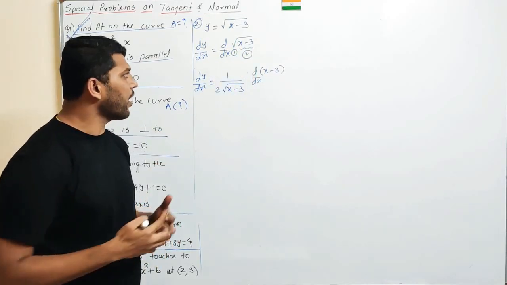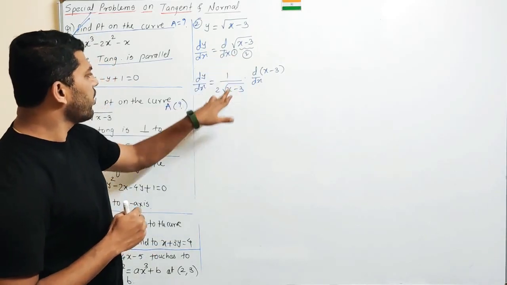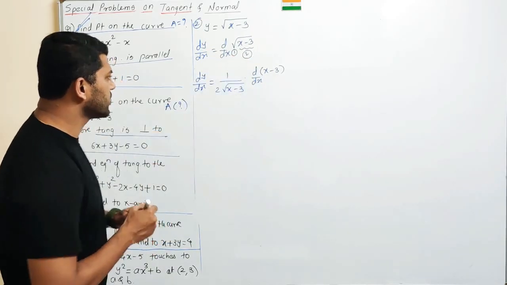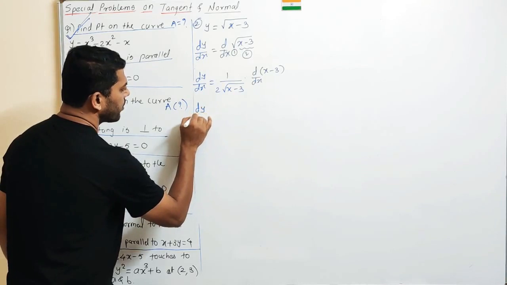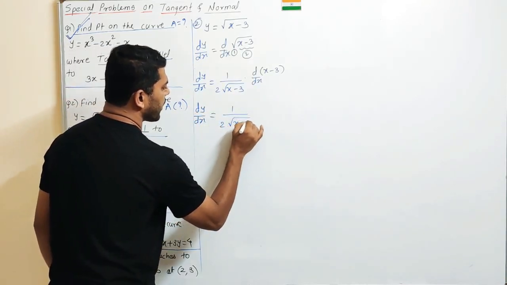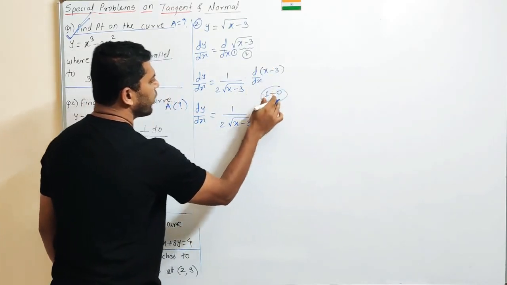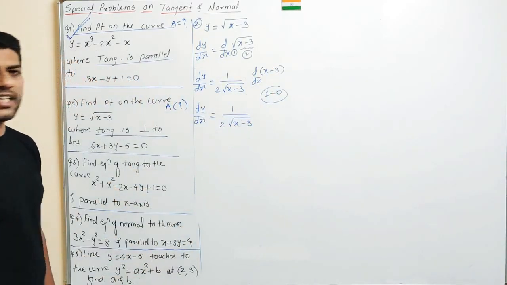So friends, please apply the rule of composite, that is nothing but the chain rule. In the chain rule, it's the derivative of first into derivative of second. So at the end, the final answer for dy by dx is 1 upon 2 into under root x minus 3, because the derivative of x is 1, the derivative of 3 is 0. So 1 into something is 1, so I am keeping this thing as it is.